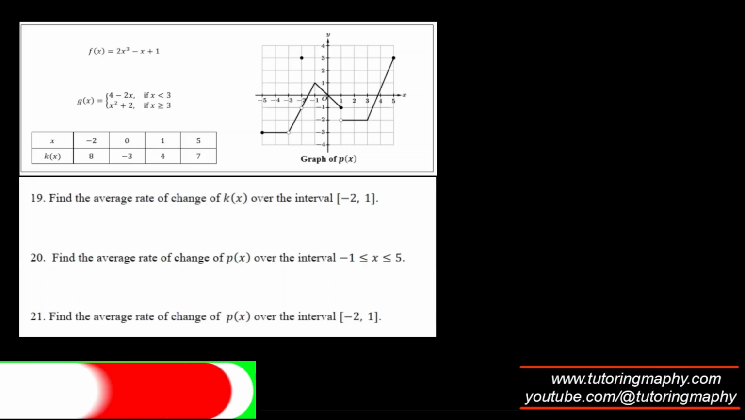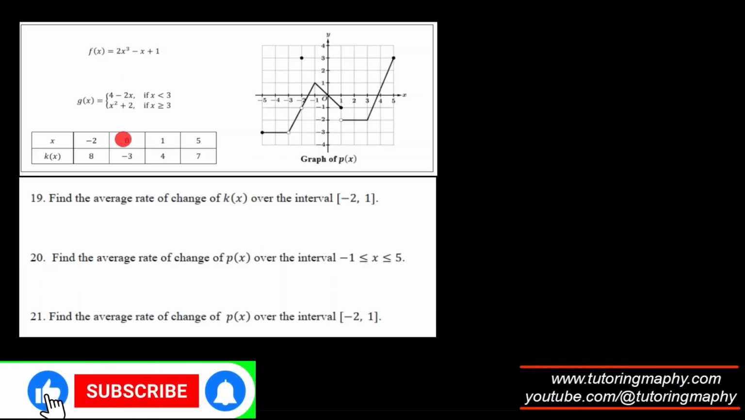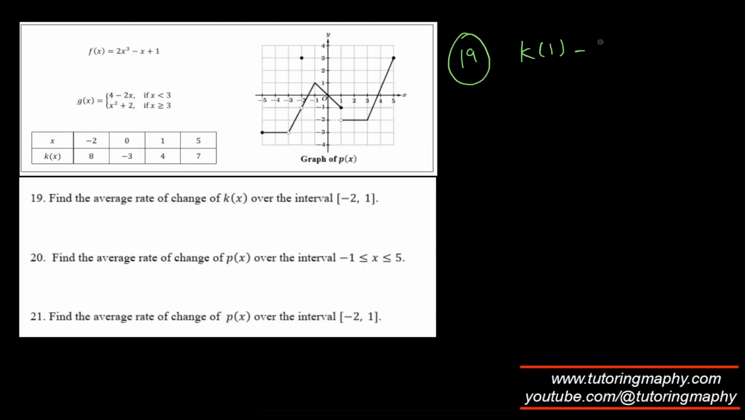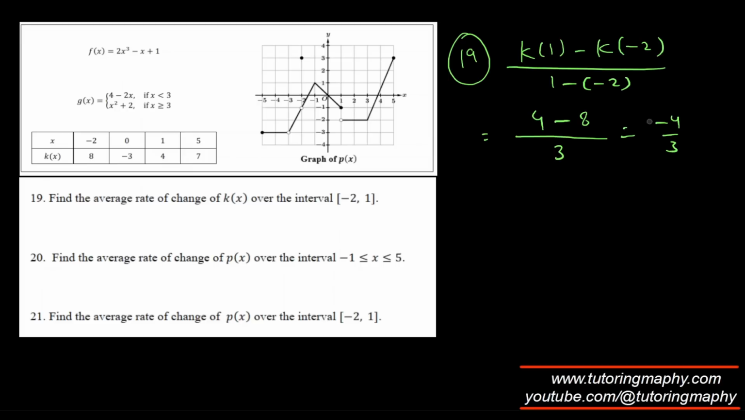Now we are moving on to K. Remember, K is the table, so that's going to be even easier because we just have to read the numbers. AROC is going to be K of 1 minus K of -2 over 1 minus -2. K of 1 is, as you can see, at x equal to 1, K is 4. So 4 minus, at -2 it is 8. So 8, and 1 plus 2 is 3, so the answer is -4 over 3.